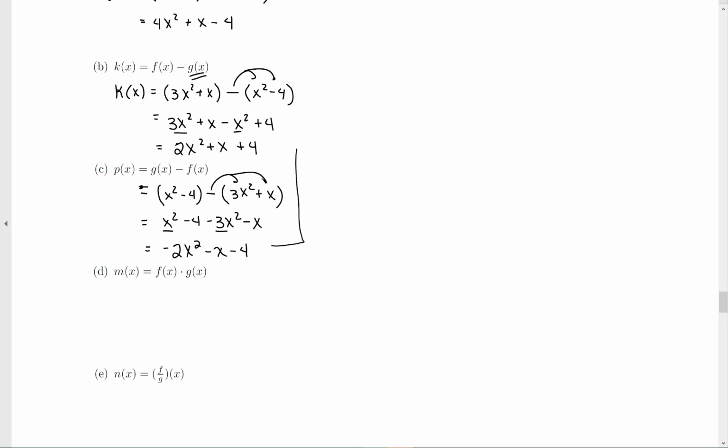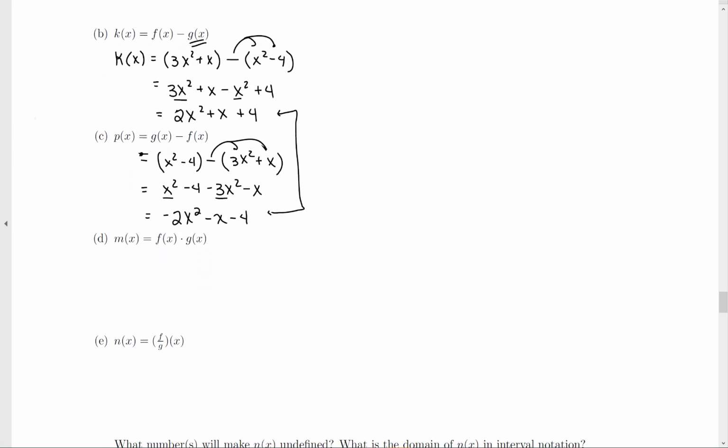If you look at the difference between these two answers, we switched around the subtraction, and ultimately what that did was it negated all of our terms in our answer.